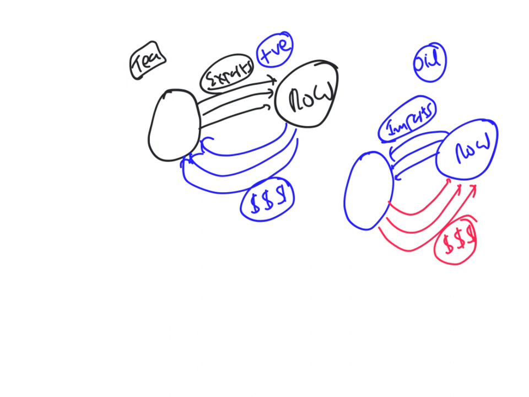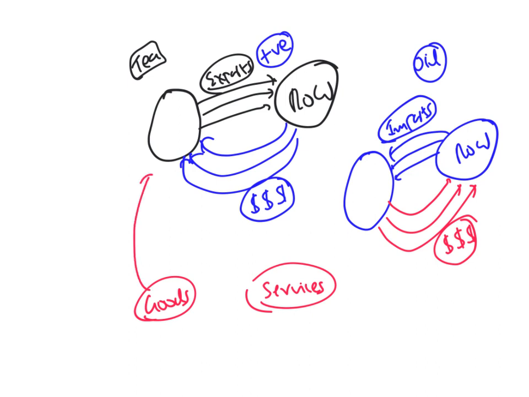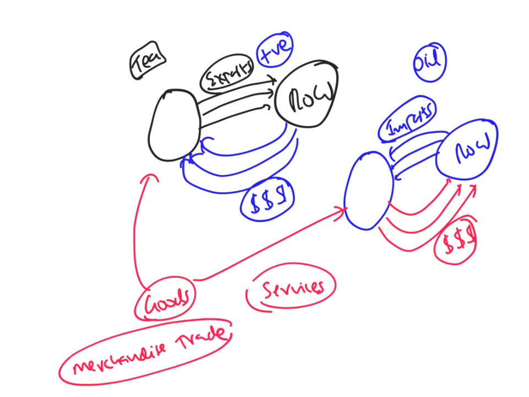So exports and imports can happen for both goods as well as services. Just keep it in mind. Exports and imports can happen for both goods and services. When we are talking about goods, we call it merchandise trade. Just remember this, merchandise trade, right?